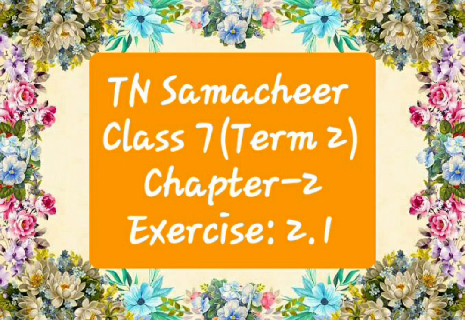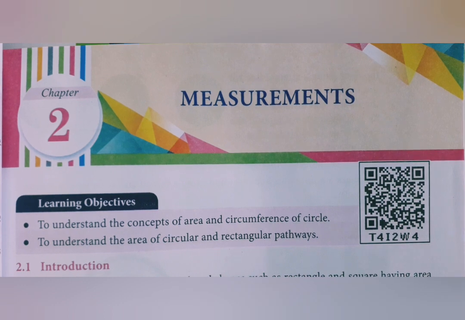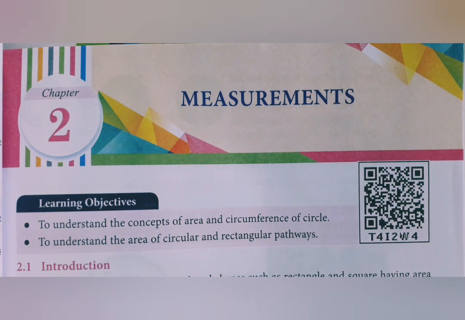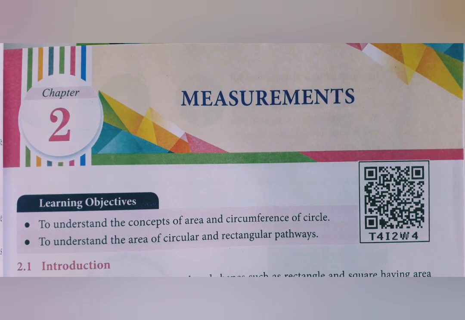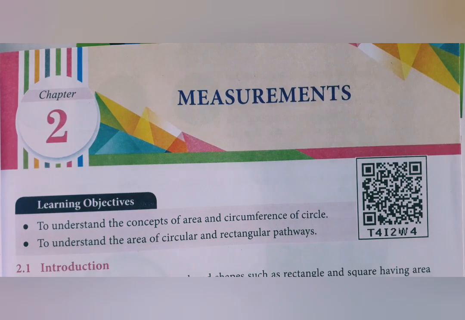Today we are going to see chapter 2, which is measurements. Here in this chapter they have given the learning objective, that is, what we are going to learn from this chapter: to understand the concept of area and circumference of a circle, and also to understand the area of circular and rectangular paths.